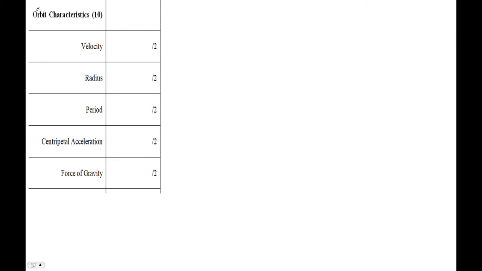Let me talk a little bit about how you can fix the orbit characteristics in here. This is the most commonly missed thing. Ultimately, the first thing you want to do is pick a radius. Now let me give you a clue. Your radius has to be bigger than the planet.